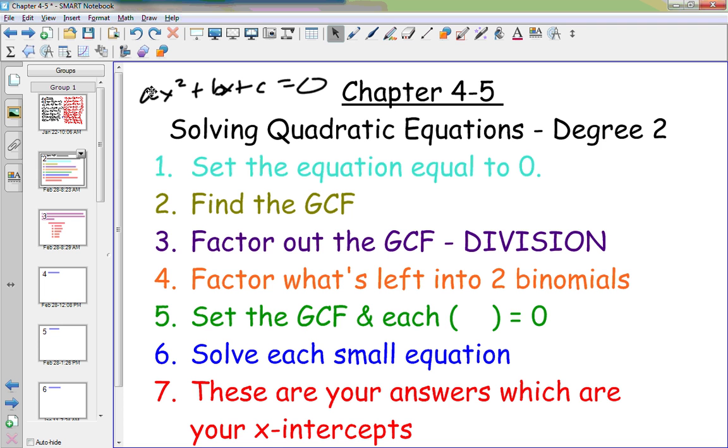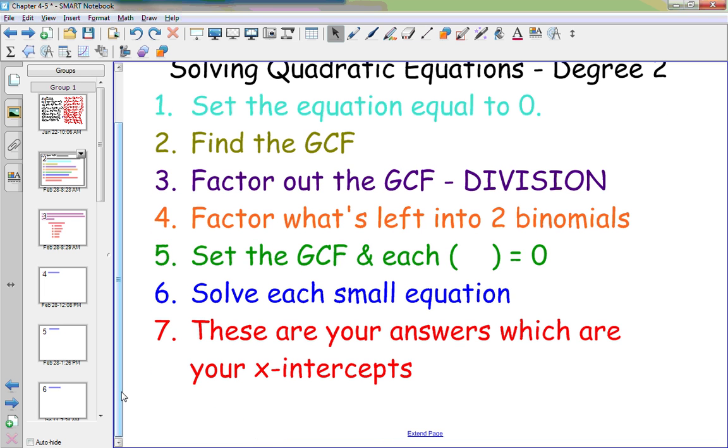Okay, step 1 in solving quadratic equations. You have to first make sure the equation is set equal to 0. If it's not equal to 0, you got to make it equal to 0. Step 2, find the GCF. Step 3, pull out the GCF. How do we pull it out? By doing division. Step 4, factor what's left in the two binomials. What does two binomials mean? The two sets of parentheses, right? And then step 5 is set the GCF in each parenthesis equals 0. Step 6 is solve each small equation. Step 7 is these are your answers.